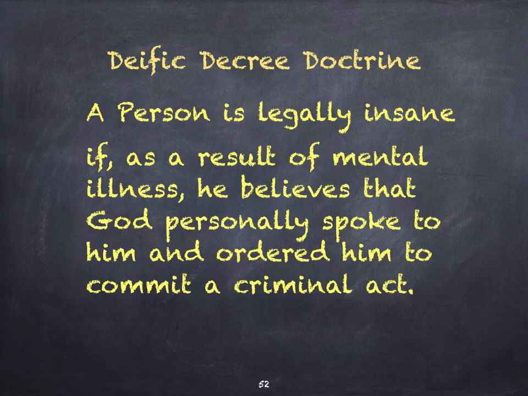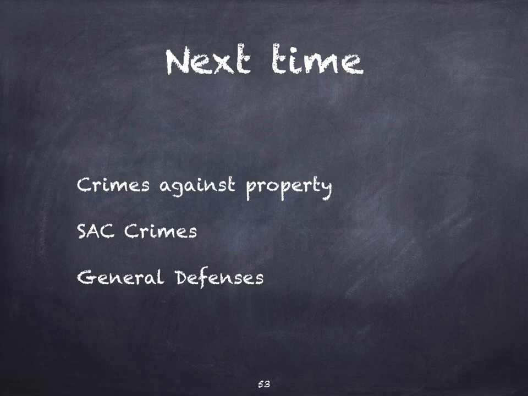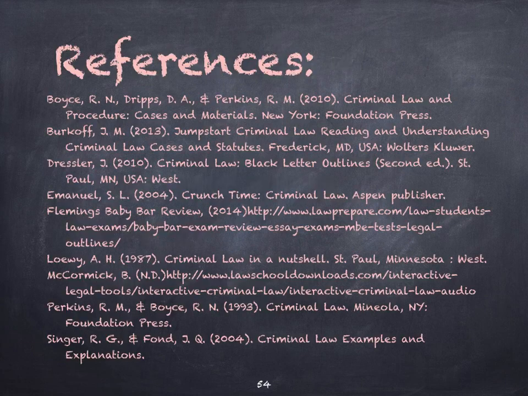Now, the deific decree doctrine: a person is considered legally insane if, as the result of a mental illness, he believes that God personally spoke to him and ordered him to commit a criminal act. Now, next time, we're going to talk about crimes against property, the sex crimes, and general defenses, and then I'm going to move on to another subject unless somebody points something out that I missed or skipped over, and I might be able to elaborate and throw up a quick video on that.